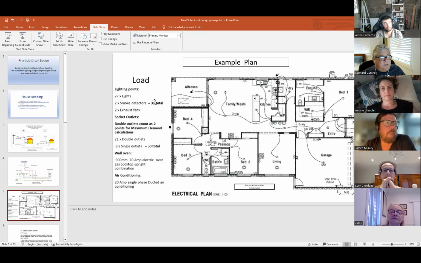You can see here, as I said, these little triangles represent power points. And these little spots with the dotted lines represent our light fittings. You'll also see other things in here, like there's one here that's a smoke detector. Smoke detectors in our houses now have to be wired into our light circuits, so they're permanently connected to electricity, and they go on the lighting circuit. Those little dotted lines are just the wiring for the switches.